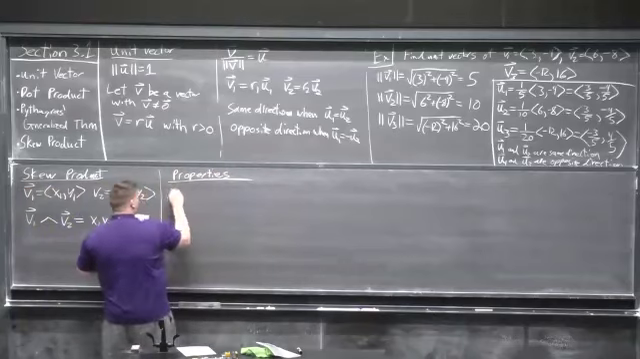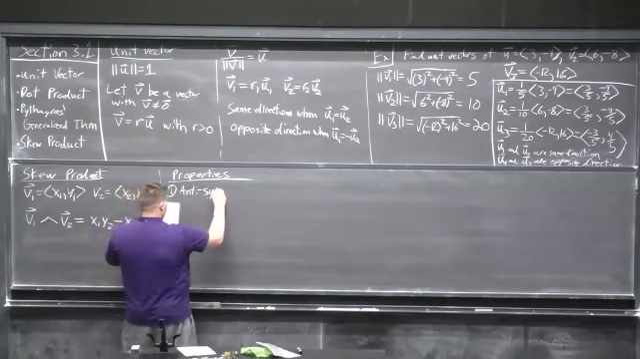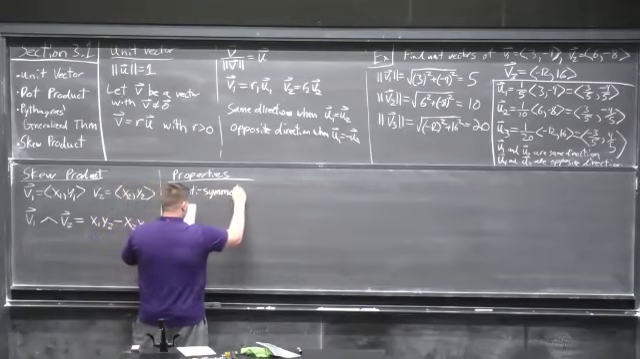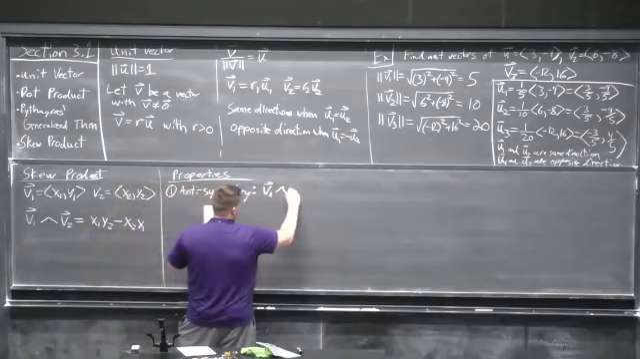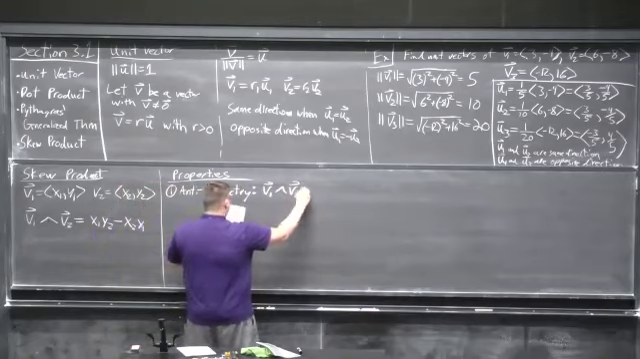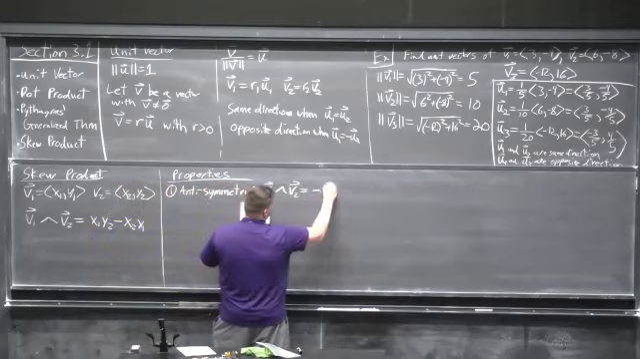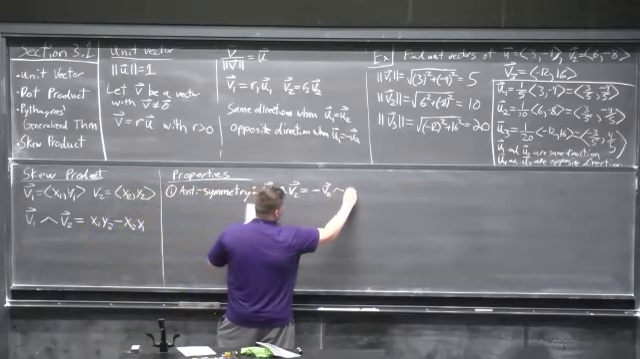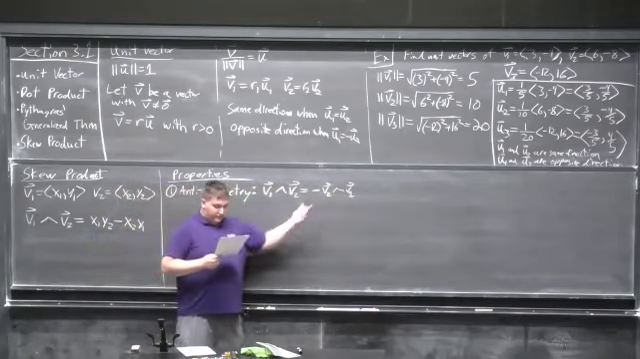We have anti-symmetry, which is V1 skew V2 is equal to negative V2 skew V1. Note that the negative is attached to V2.